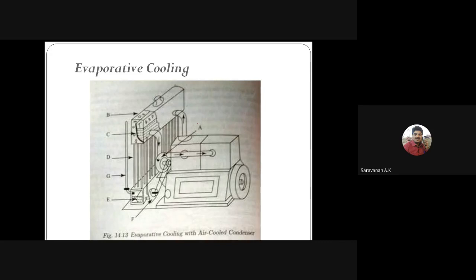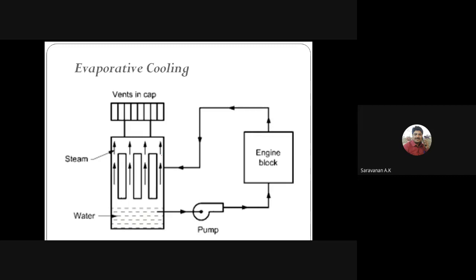So this is the pump, right? It will be indicated as A. The water will be circulated by the pump A, and when it delivers to the overhead tank B, the tank will have the radiator cap, the vent cap. In this diagram you can see the vents in the cap, that is the radiator tank.